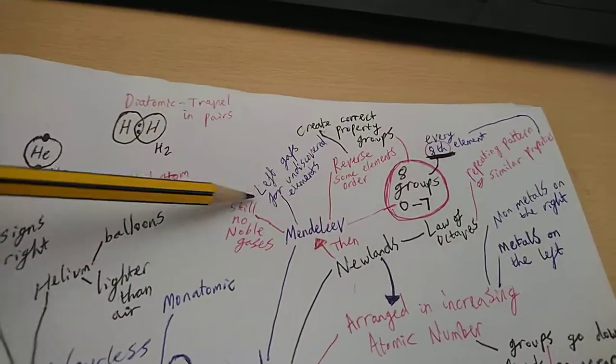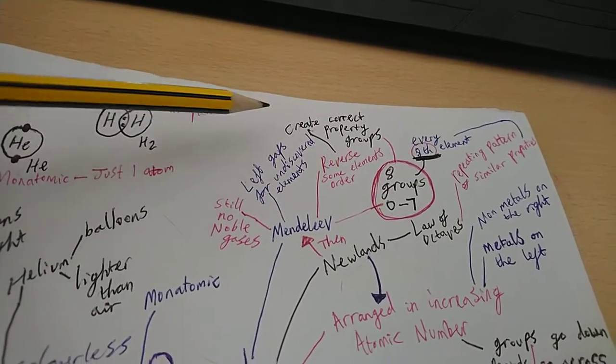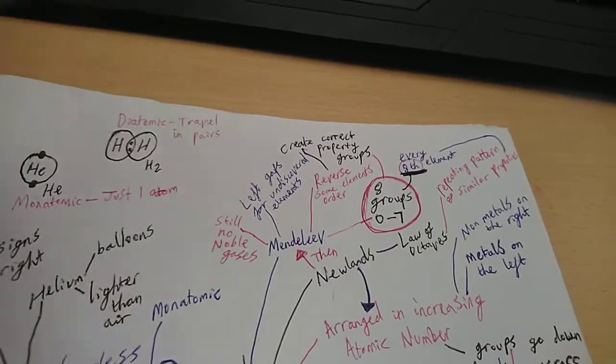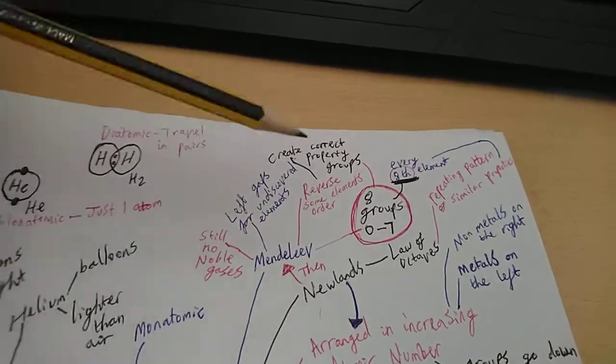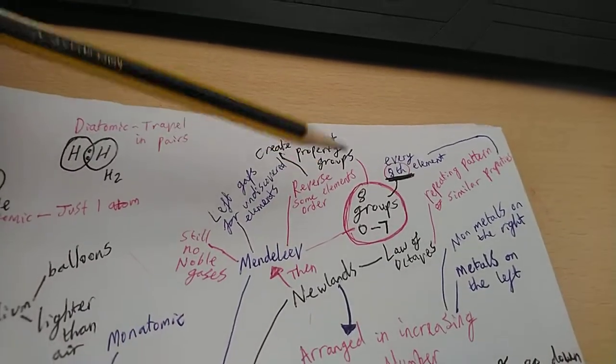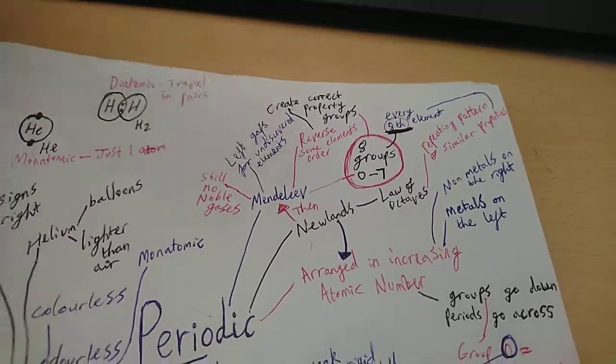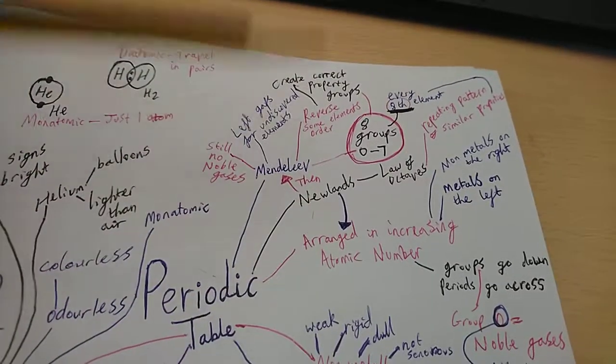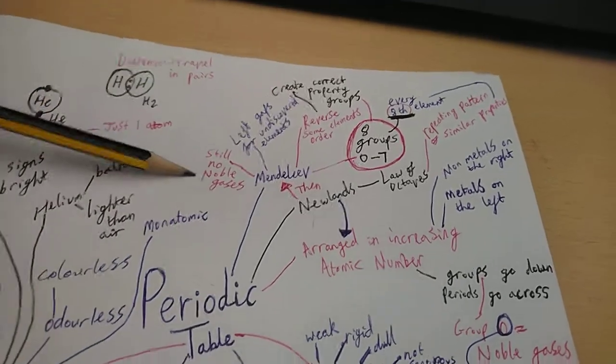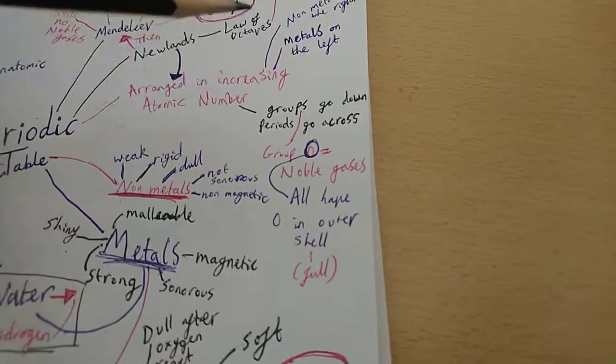He left gaps in his table for undiscovered elements, as he knew that they would exist with certain properties. He created the correct property groups by reversing some of the elements' orders, which put them entirely in the right property orders, but there were still no noble gases at that time.